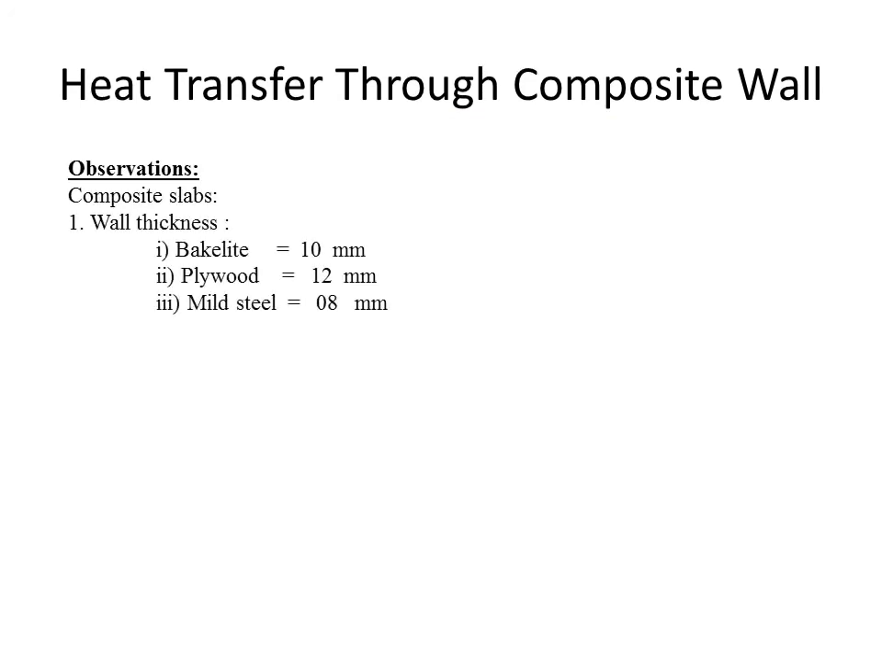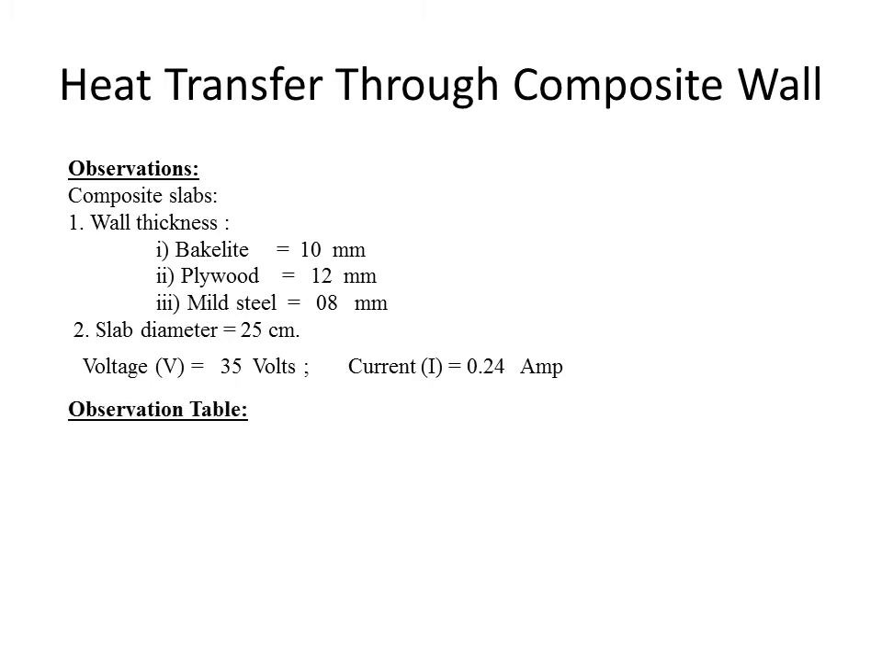Observations. Wall thickness for bakelite is 10 mm, wall thickness for plywood is 12 mm, wall thickness for mild steel is 8 mm. Slab diameter is 25 cm. Voltage reading is 35 volt. Current reading is 0.24 ampere.